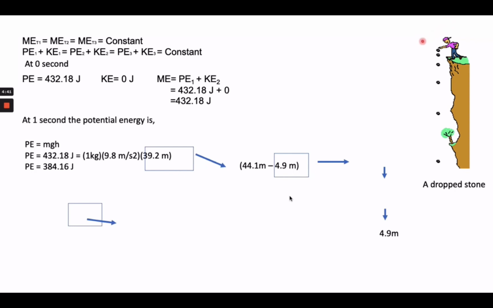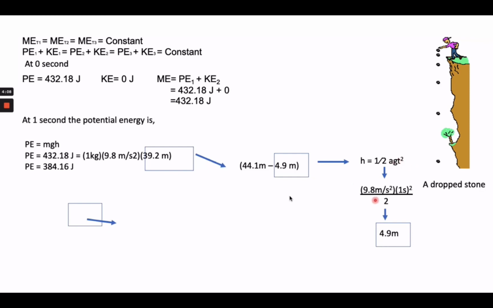44.1 meters is actually the original height of the stone from the ground. Before the boy dropped the stone, it had a height of 44.1 meters, minus 4.9 meters. How did we get 4.9 meters? Now, remember, for a free falling object, we have this equation: height is equal to 1/2 times the acceleration due to gravity times time squared.